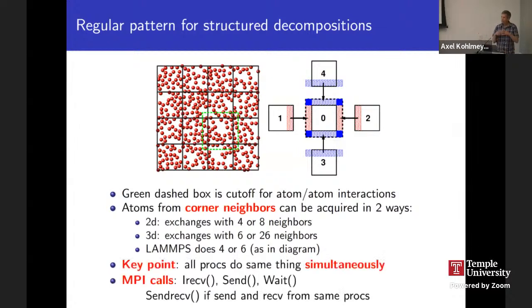The key point is all the processors are actually doing this simultaneously. So I've just shown what processor 0 is receiving, but all the processors are doing the same thing with their neighbors. So when these 4 exchanges or 6 exchanges are done, every processor has all its ghost atoms. And the MPI calls for this are simple: MPI receives, posting receives, simple MPI sends, and then a wait to make sure each of your data has arrived. In particular, wait between the X direction and the Y direction, to ensure that you have your extra ghost atoms that you can send to some of the processors.